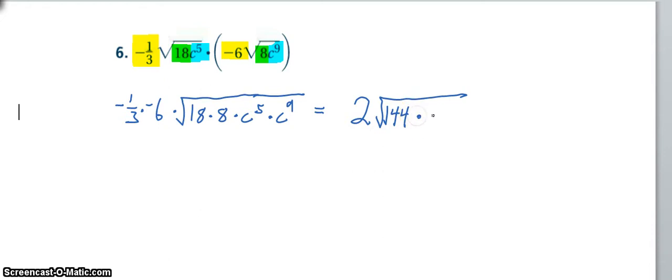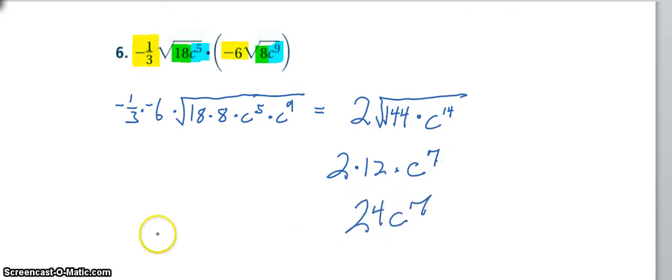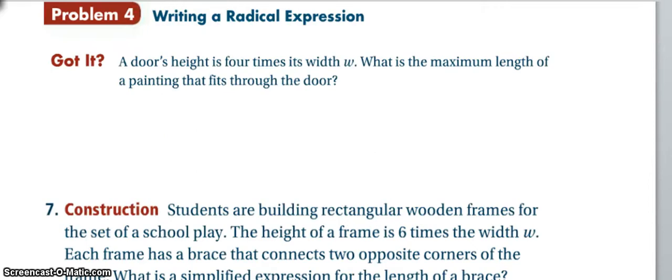C to the 5th times c to the 9th, where we add those exponents, so we get c to the 14th. And I'll take the radical of 144, and that is 12. And the radical of c to the 14th, we chop that exponent in half, and it's c to the 7th. So I get 24 times c to the 7th. Please work through the Pearson module for number 4, and then come back and visit for the got it problem.